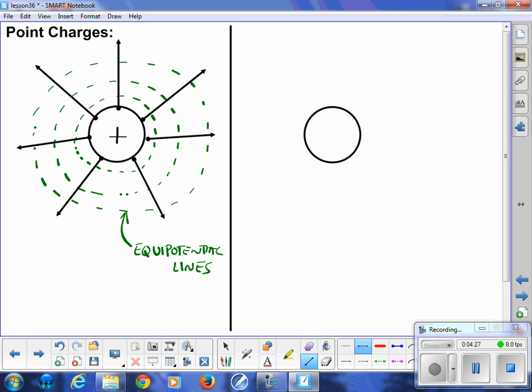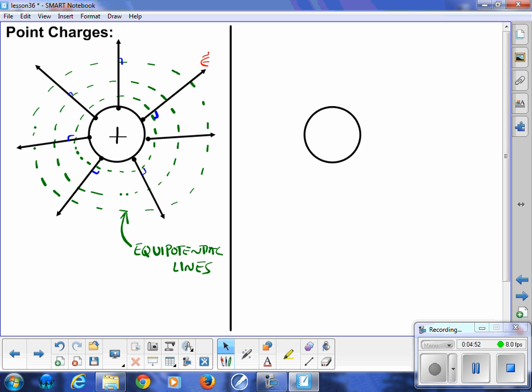All right, and we have them. The arrows are pointing away. And you'll notice that they are perpendicular to all of the equipotential lines throughout. So your force is always perpendicular to your equipotential lines. So that is your electric force. All right. That will be our vector.